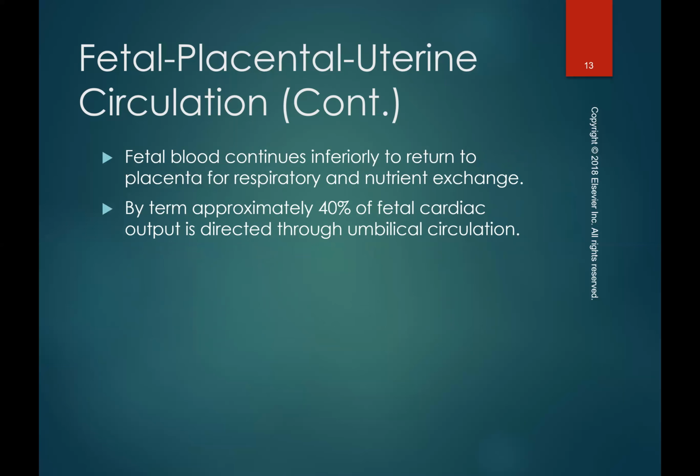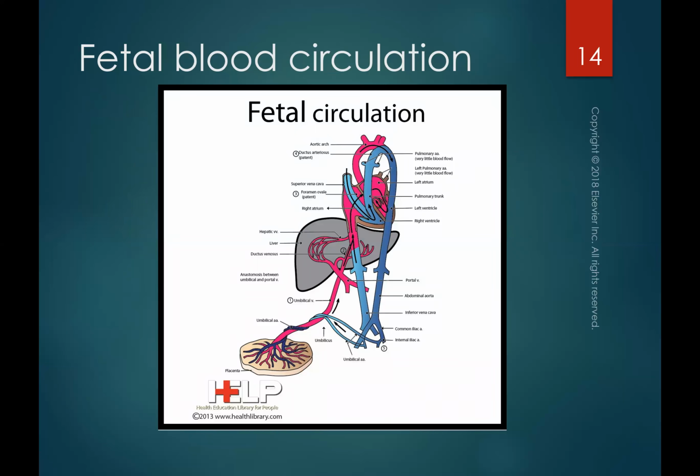The fetal blood continues inferiorly to return to the placenta for respiratory and nutrient exchange, and by term, approximately 40% of fetal cardiac output is directed through the umbilical circulation. Here is an image of that.